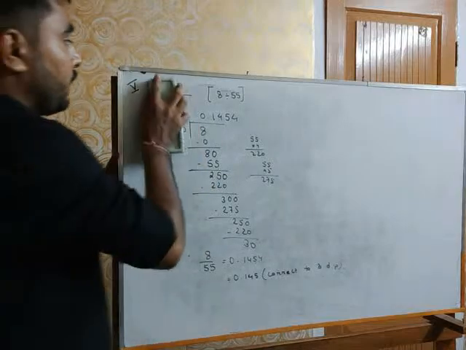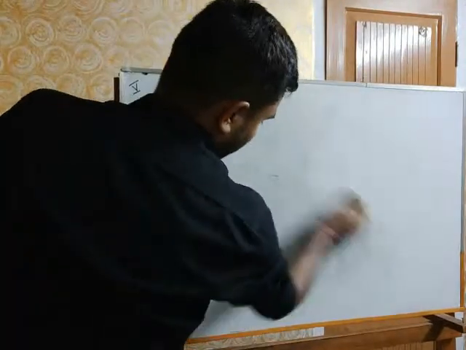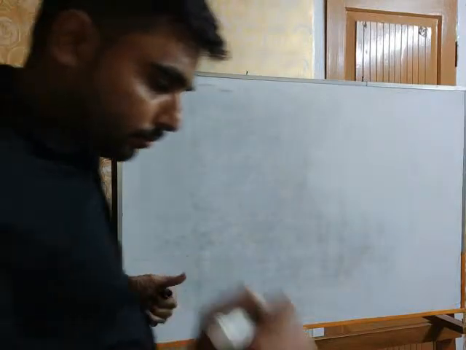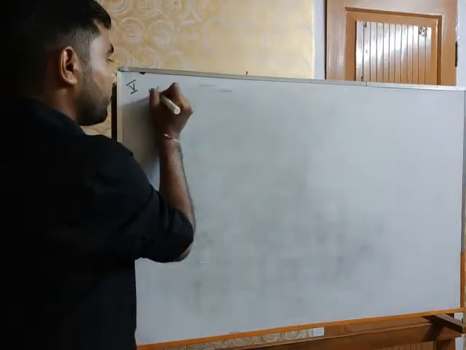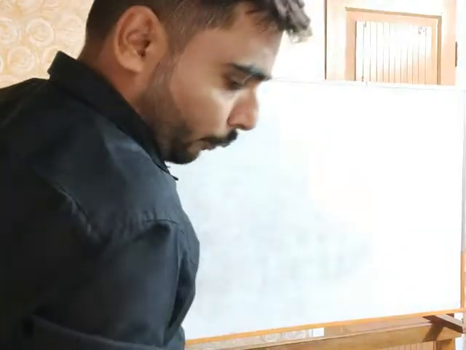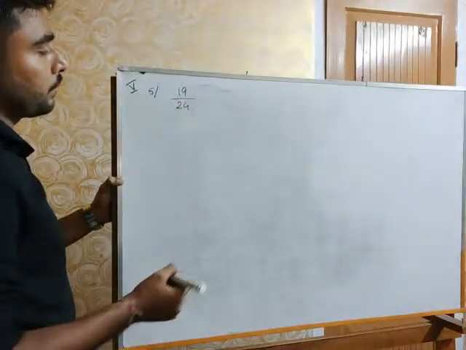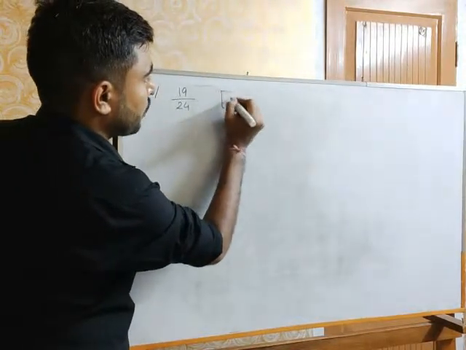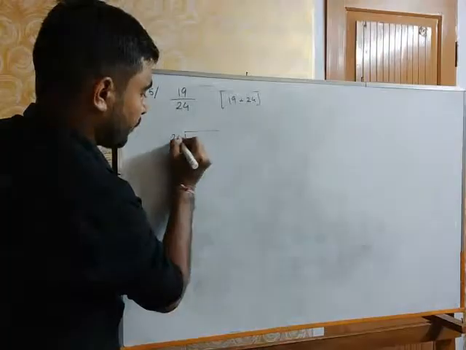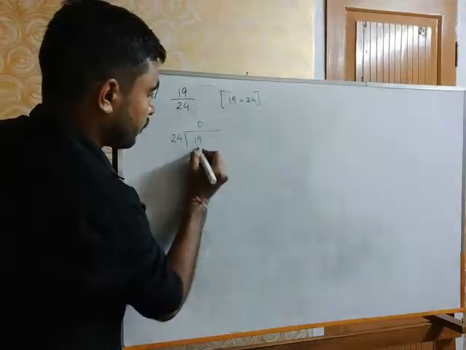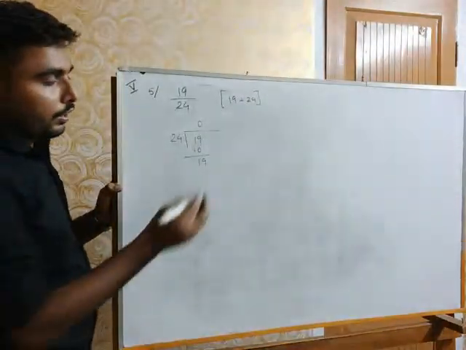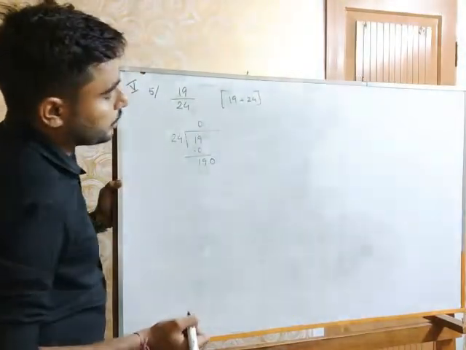Okay. Let's see number 5, the last one of this question. 19 divided by 24. So it means 19 is divided by 24. 24 into 19, 0 times, 0 remains 19. The point has been taken, and since the point is written, I can take 1 zero at a time.